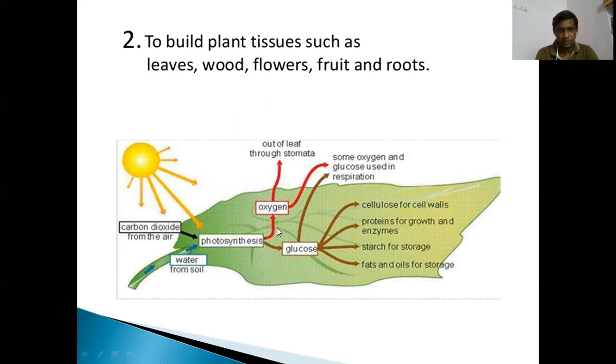So here the food is prepared by the plants and it is transported in this way to all the parts. And when photosynthesis is taking place, oxygen evolves out through the stomata. So here, in the leaves, the food is prepared and it is passed to the different parts of the plant.